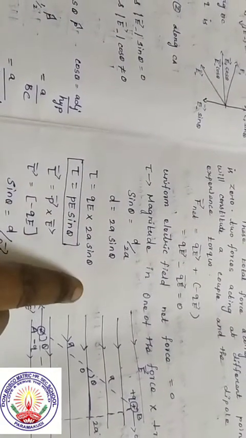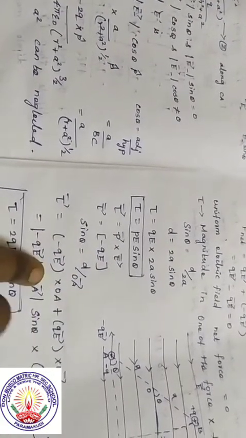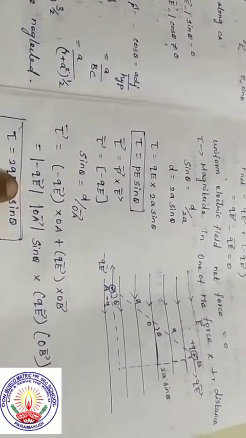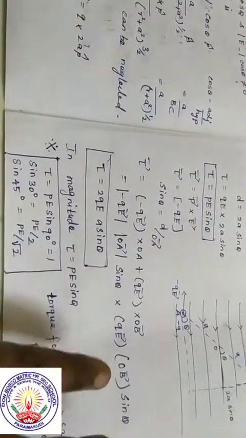Already we know the vector formula: A cross B is equal to AB sin theta. In the same way, P cross E is equal to PE sin theta. So tau vector is equal to P vector cross E vector, with the minus QE term. We take the OA vector, where the positive charge and the negative charge values are substituted. Substituting these two terms, we get the torque equal to 2QEa sin theta. In magnitude, torque is equal to PE sin theta.